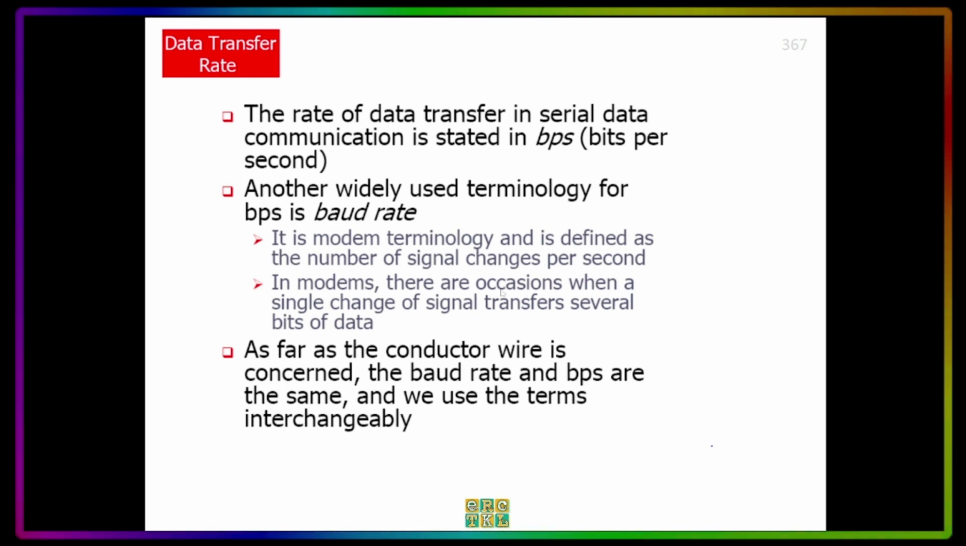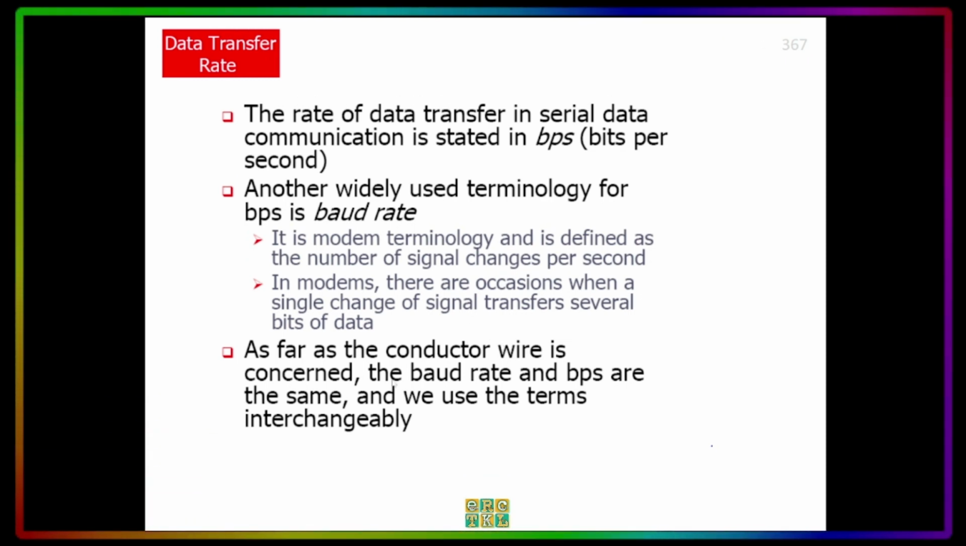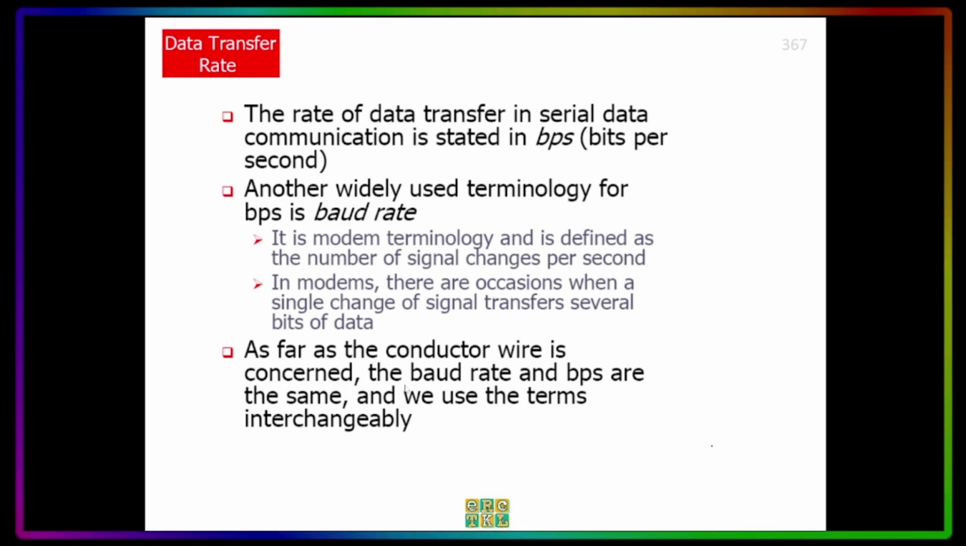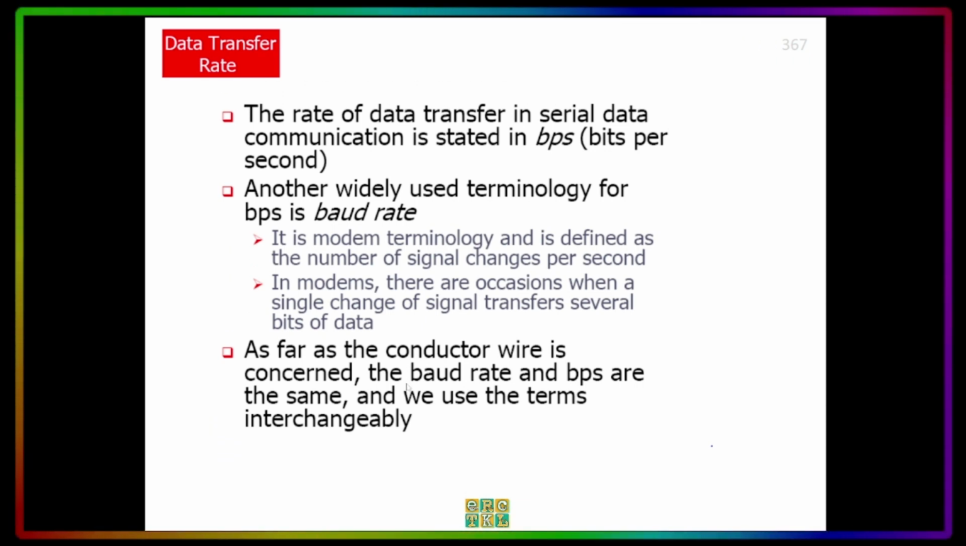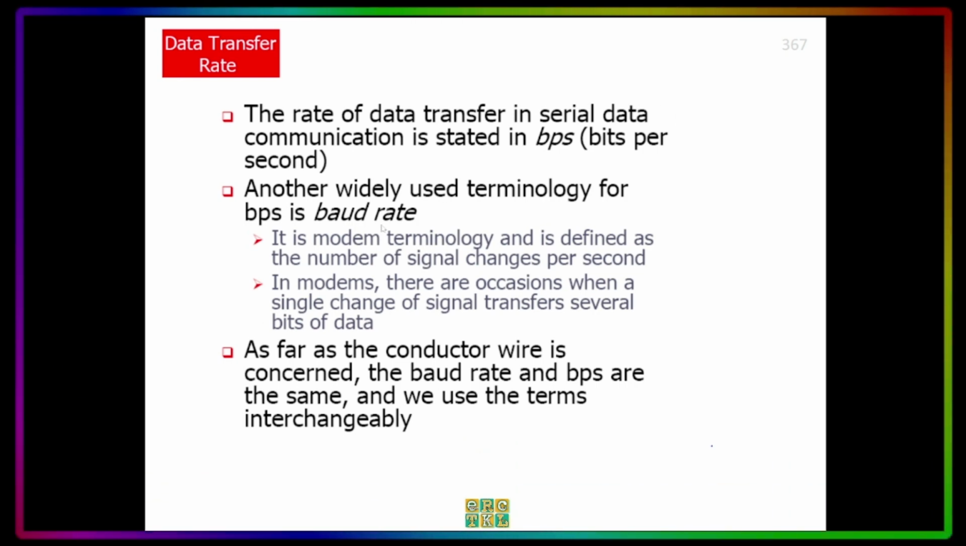Now in modems, there are occasions when a single change of data transfers several bits of data. And as far as the conductor wire is concerned, the baud rate and the bits per second are the same, and we use the terms interchangeably. It means we don't really focus on whether it's baud rate or BPS, because as far as the conductor wire is concerned, it is basically the same. But again, BPS is the bits per second, or the rate of data transfer in serial data communication, while baud rate is the number of signal changes per second.